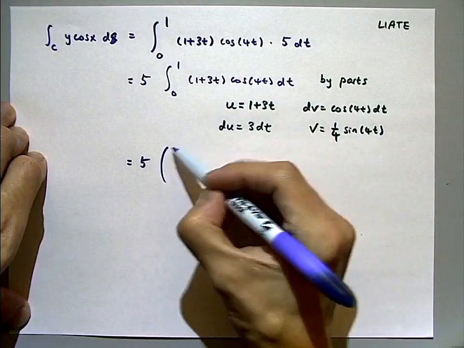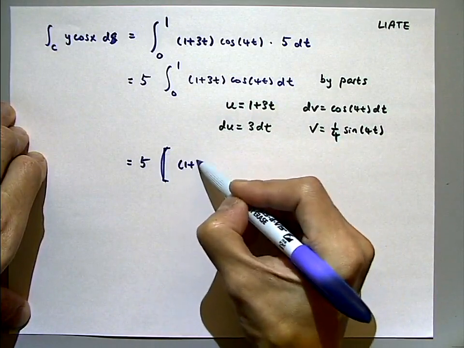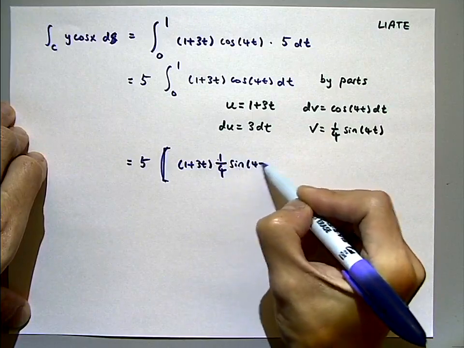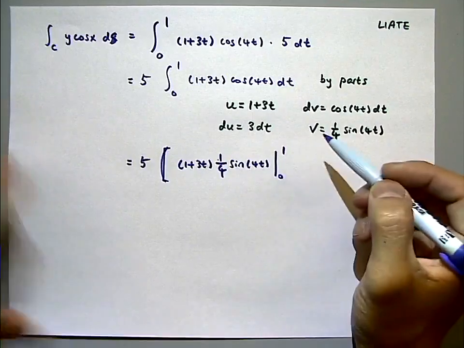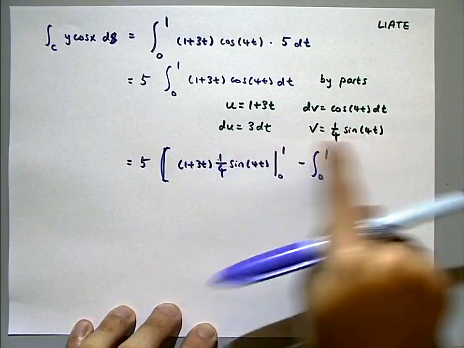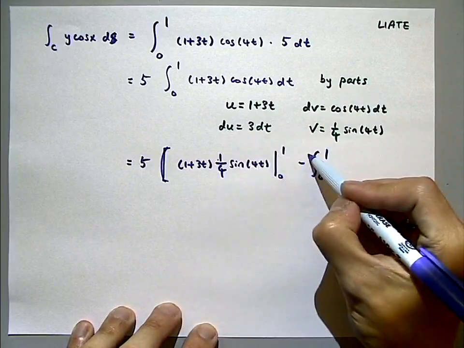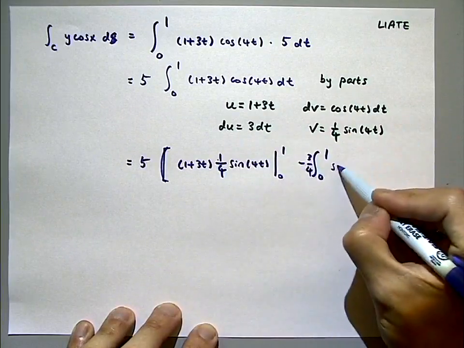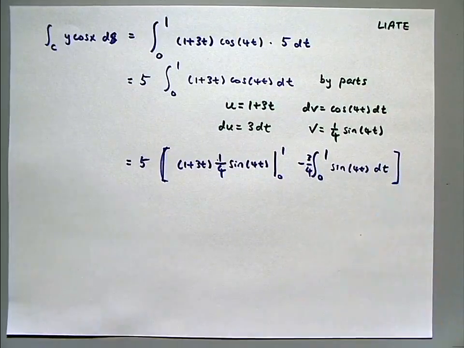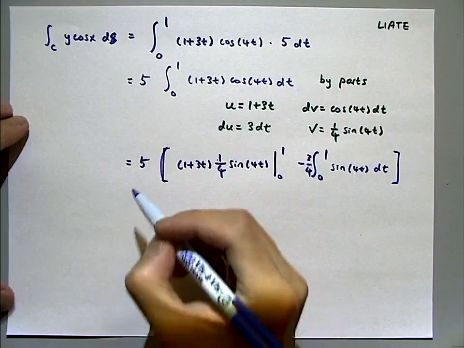u v from 0 to 1 minus integral from 0 to 1 of v du. I have a 1/4 and a 3. I'm going to move it out just to get things out of the way. Okay, so what's left here is not difficult now.